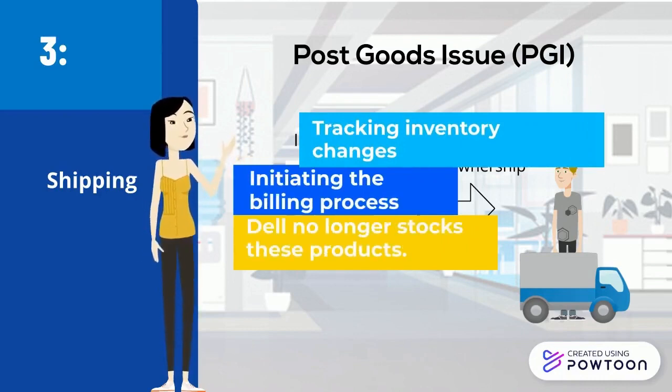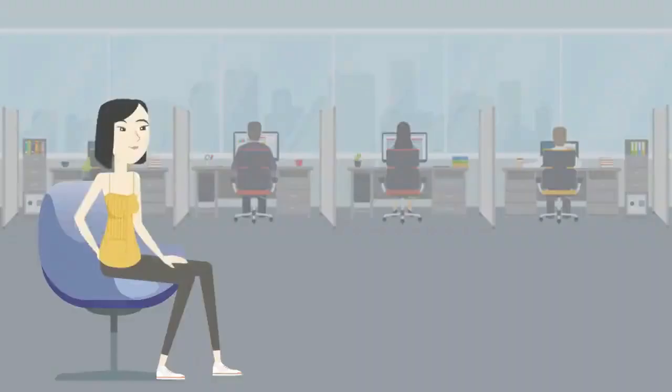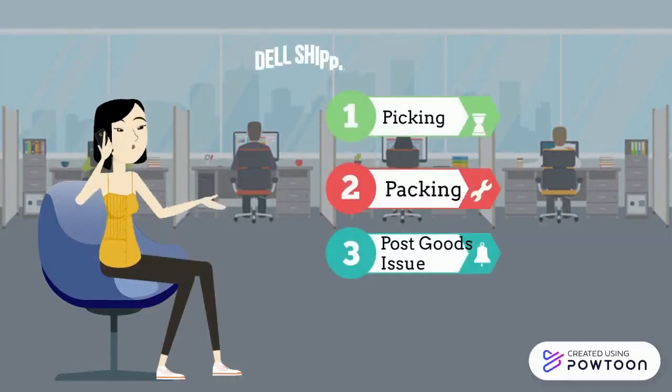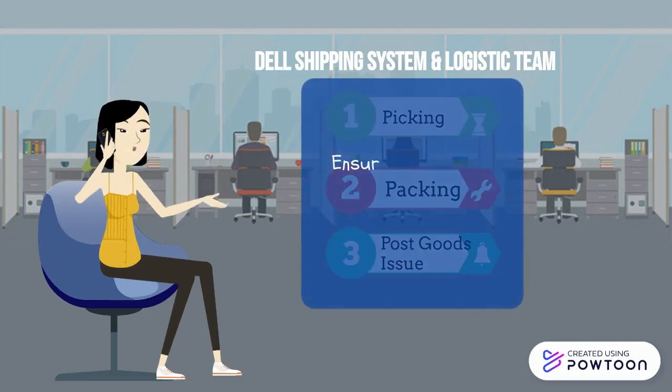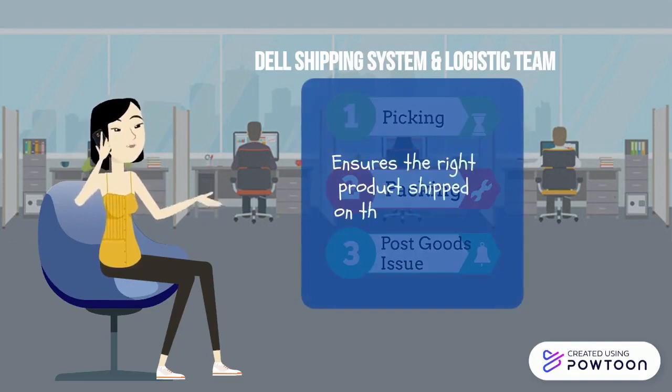Throughout these sub-processes, Dell's shipping system and logistics team closely monitor and manage the movement of the laptops. This meticulous oversight ensures that the right products are shipped on time, helping Dell maintain its reputation for reliable deliveries.